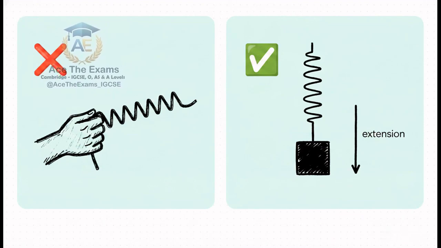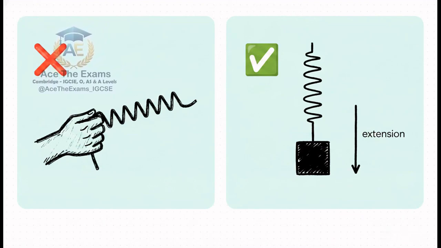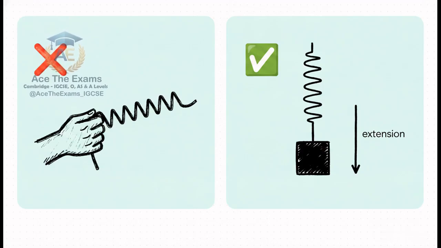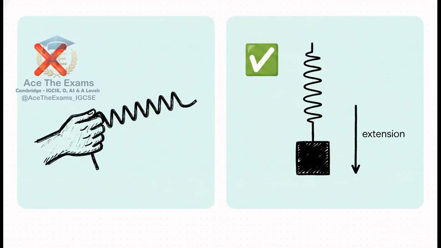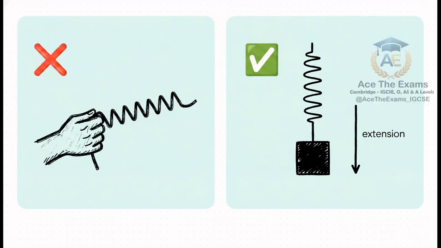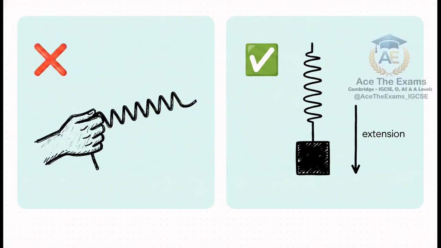Let's do a live transformation right now. Look at the left side of the screen. We have a painfully average, mark-losing sentence I see all the time from students. The spring gets longer when you pull it. I mean, is it true? Yes. Is it worth marks? Absolutely not.